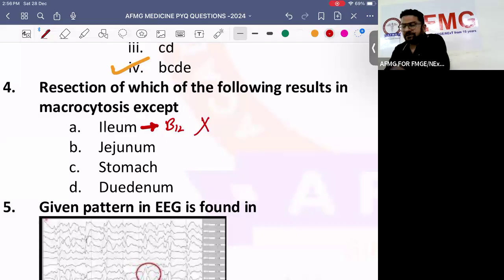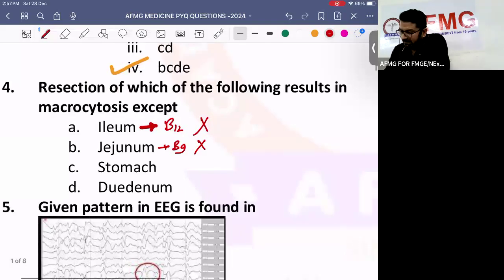Moving to jejunum. Jejunum will have folate deficiency. So folate deficiency again will have macrocytic anemia. That is not the answer. So the purpose of this class is not to demotivate you. The purpose is to solve the difficult question. यहाँ से एक approach मिलेगा कि कैसे आपको eliminate करना option को. Now दो options you have eliminated. Now moving to stomach and duodenum. Now see duodenum में किसका absorption होता है?